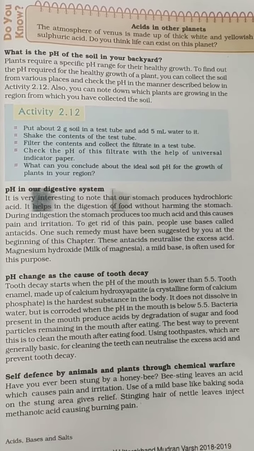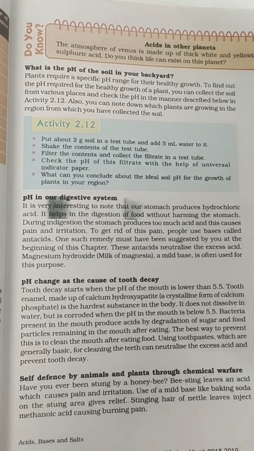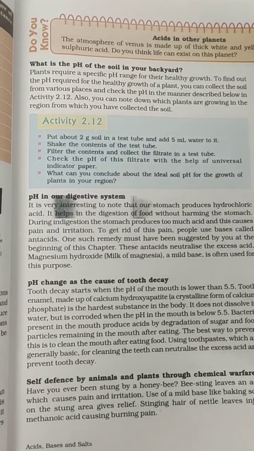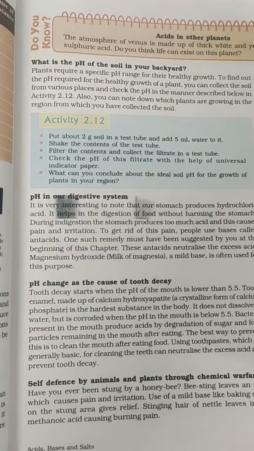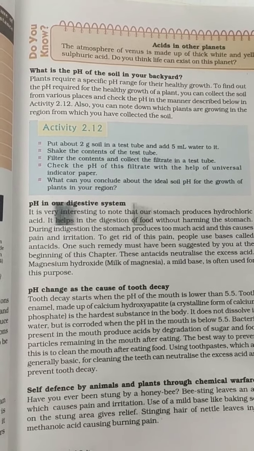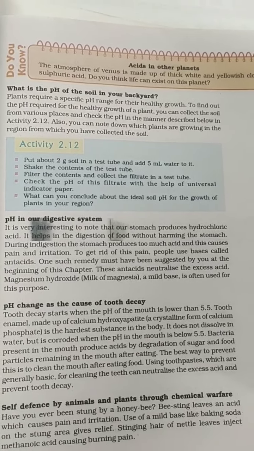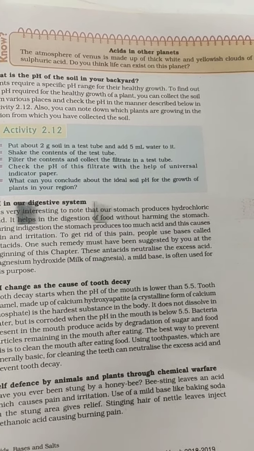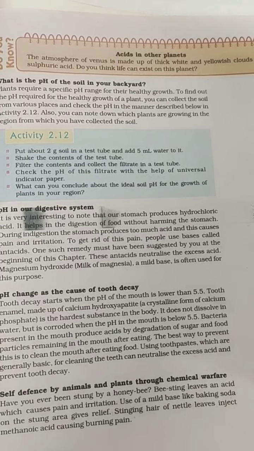Next is self-defense by animals and plants through chemical warfare. You would have seen many insects such as bees and ants. They sting on your body because they need protection, so they use these stings. Their stings contain formic acid, methanoic acid, due to which we have a very painful sensation in our body whenever they sting. Also a plant called nettle leaf, which is called bichu ghas in our vernacular language. Whenever we touch that plant, we also have a stinging feeling which causes pain and irritation. All that happens because of the release of acid.